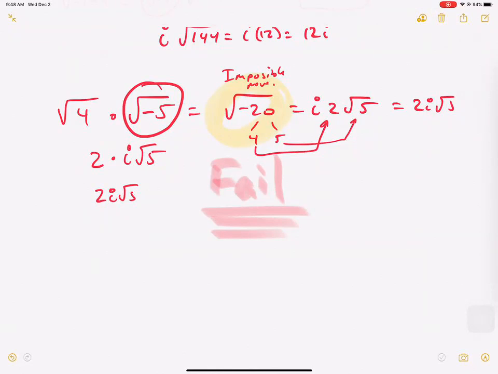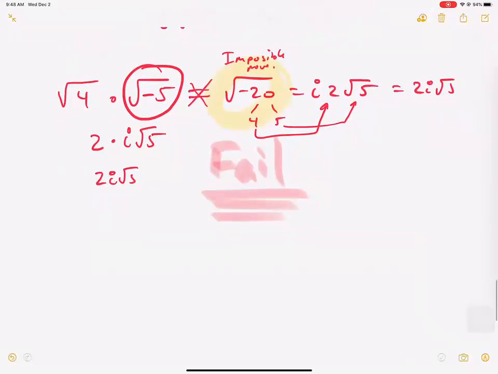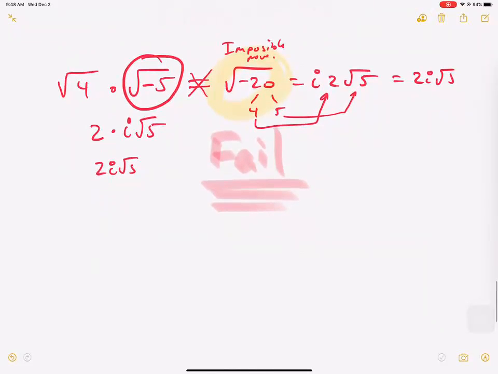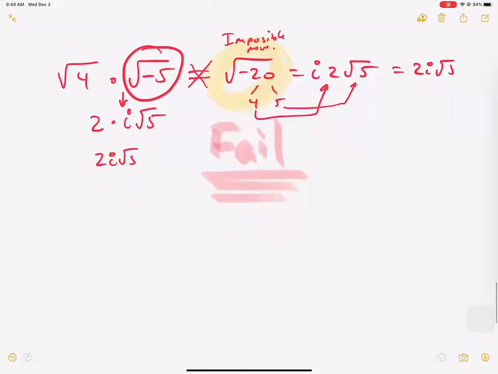You cannot do this move. You have to first change that square root of negative to an imaginary number. So we have to actually do it this way. Let me say this again. Let me give you another example.